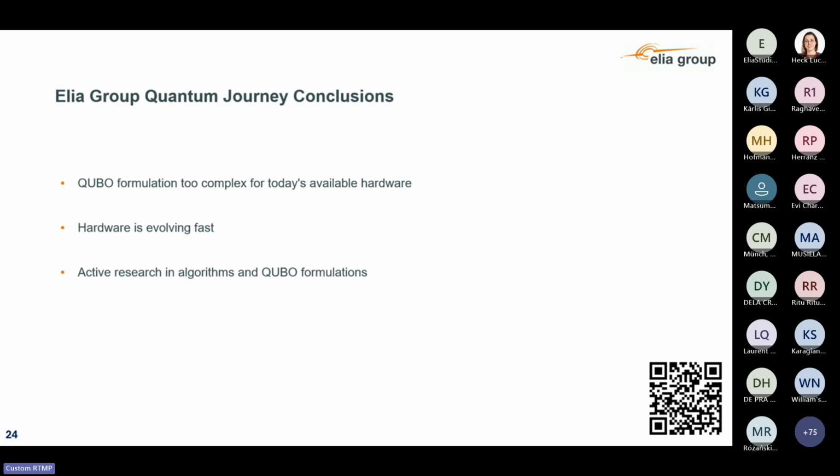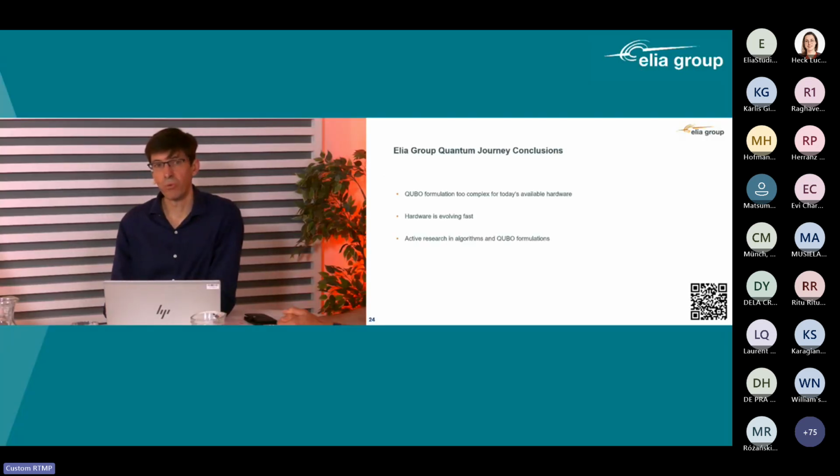So that was a bit the conclusion of our journey. We see that it's not straightforward to use quantum computers today. Even if you go for universal or annealers, you need to do some algorithmics or you need to do some reformulation. But we see that the hardware is evolving very fast. We will see from different providers what's the roadmap. And we also realize that we need active research in fields which are a bit outside of what we are used to do in Elia. We need research in algorithms, in mathematics, and not just in the business knowledge that we have.